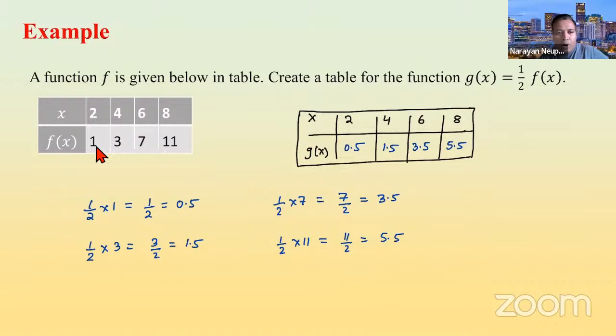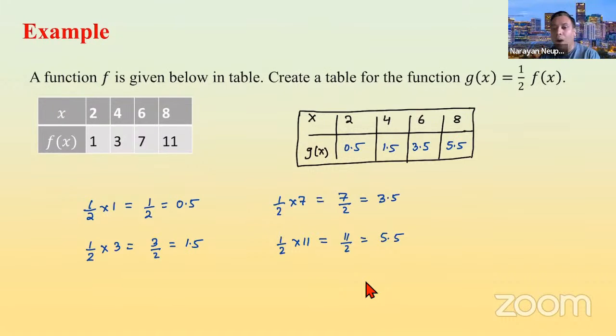So you can clearly see if we multiply the original function by half, the y values, here we have the original y values 1, 3, 7, 11, will also be half. When the y values get half, the y values are along the y-axis, so they will go down. That means the graph will be compressed. If we are asked to draw the graph of this function, you'll see the compressed graph.